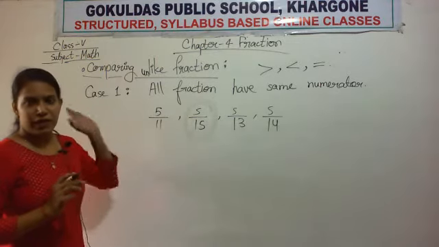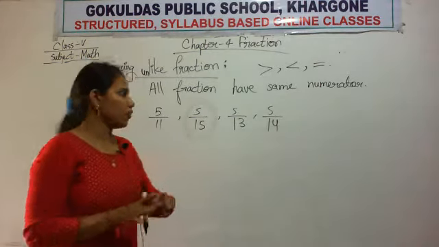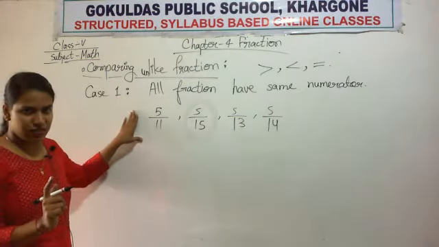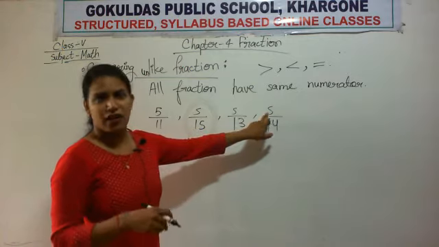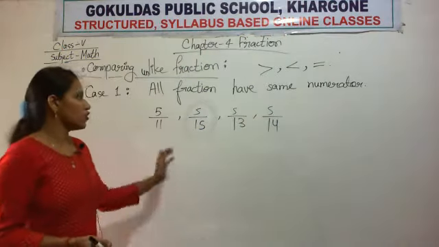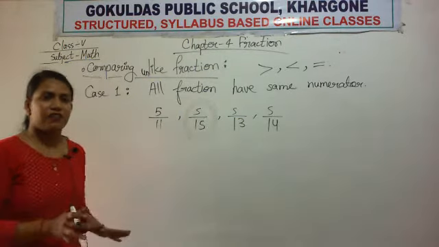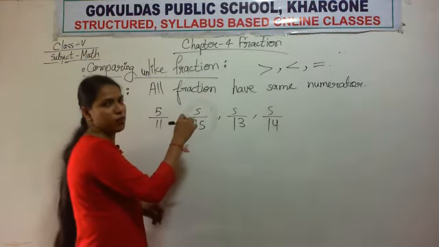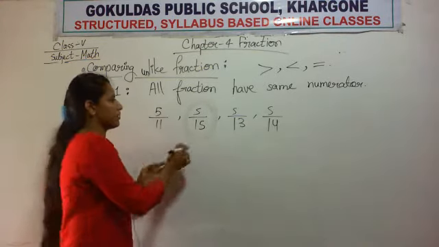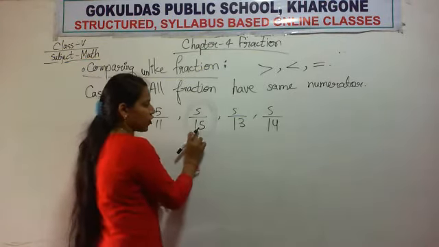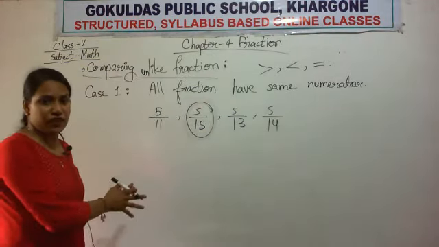What we are doing, we are comparing unlike fractions. In unlike fractions, two cases are there. We are discussing the first case, in which all the fractions have the same numerator. To compare them, we will check their denominators. If any fraction has the largest denominator, then that fraction will be the smallest one. Here the largest denominator is 15, so 5 upon 15 will be the smallest fraction.